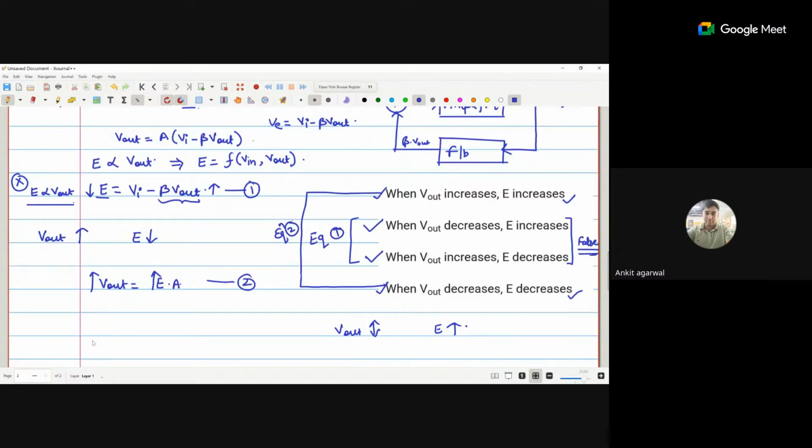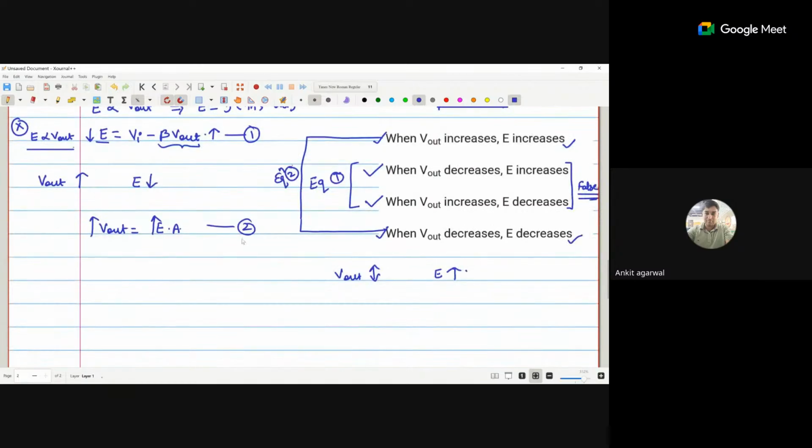Now if we go with the second statement, V out is directly proportional to E. Why? Because A is the amplifier gain and that is a constant. So from equation 2, we can say V out is directly proportional to E. That means if E increases, V out increases. So statements first and fourth are the true statements.